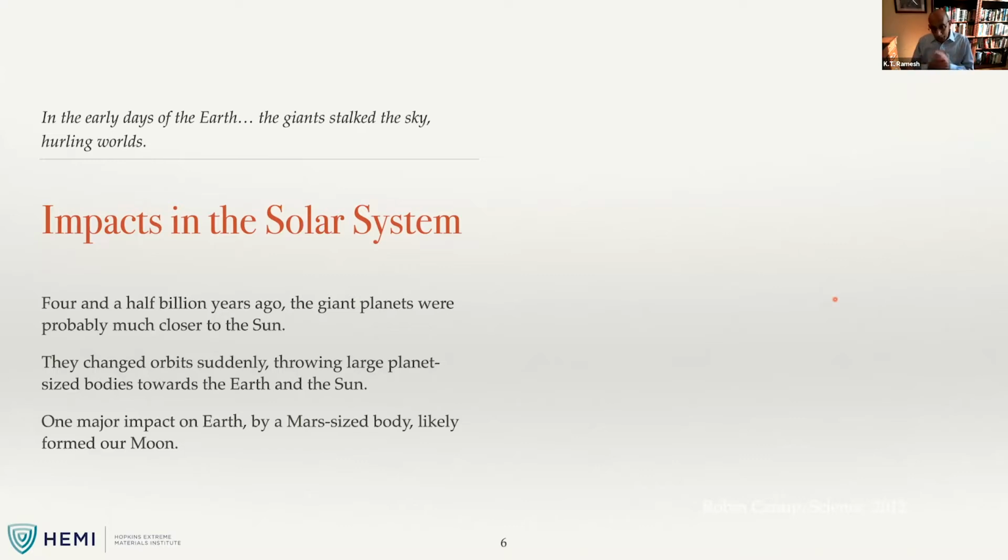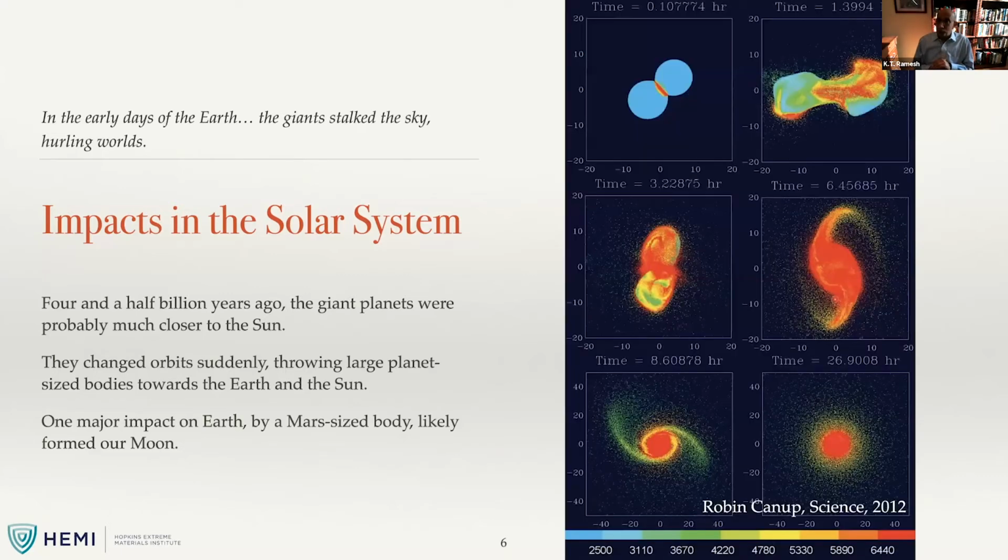One of those bodies actually hit the Earth. It was probably a Mars-sized body, and the current model for the formation of the moon is that that impact is what formed the moon. This is a theory, a model, for instance, developed by Robin Canup. This was published in Science about 8-10 years ago, where the basic idea is you have a large impact.